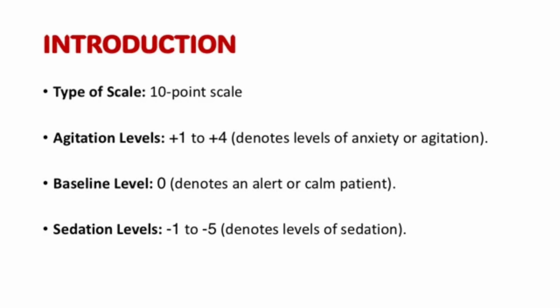+4 to -5, and the baseline level is 0, which denotes an alert or calm patient. A score from +1 to +4 denotes the patient's level of anxiety or agitation, and a score of -1 to -5 denotes the level of sedation. So basically three things we are checking in this scale: the patient's level of agitation, the patient's level of sedation, and delirium in ICU patients, and mostly those who are mechanically ventilated.